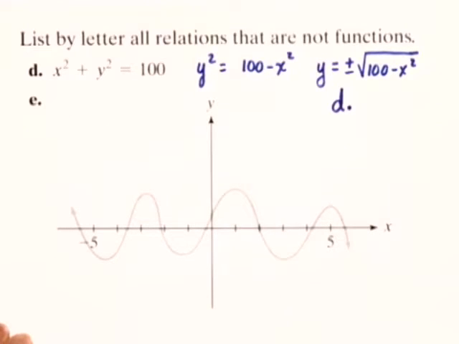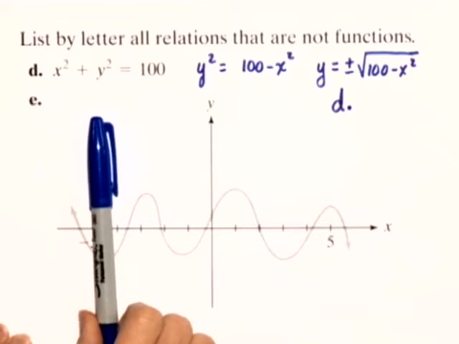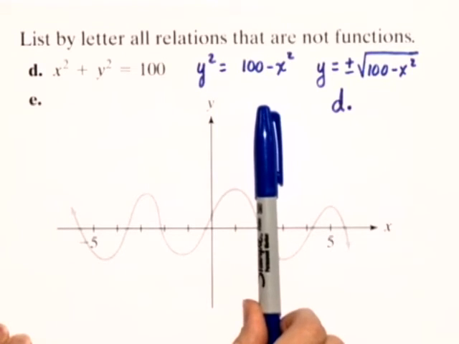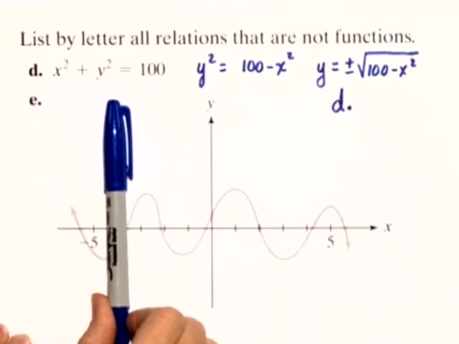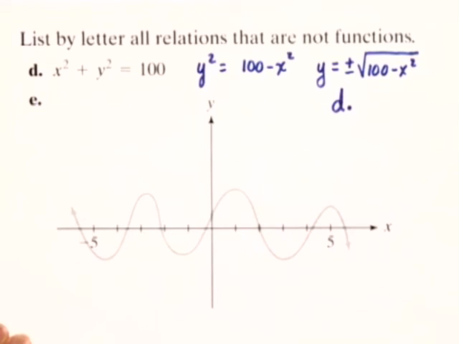Finally, in our last one, E, we have a graph again. Remember the vertical line test. If we can draw a vertical line anywhere along the graph and have that vertical line touch the graph in more than one place, then it's not a function. In this case, it doesn't seem possible. I try passing my vertical line across the graph, and in no place does it touch the graph more than once. So E is a function, and I won't list it as not being a function.